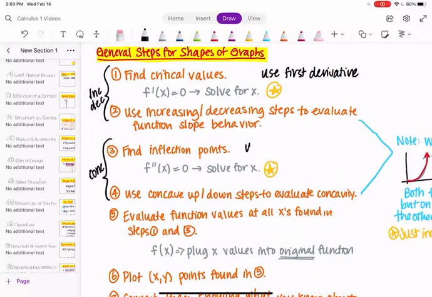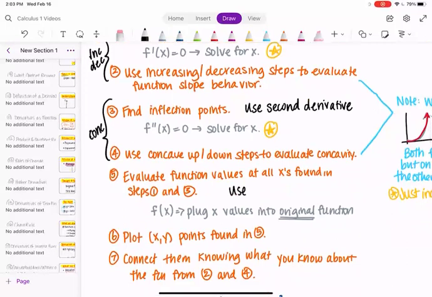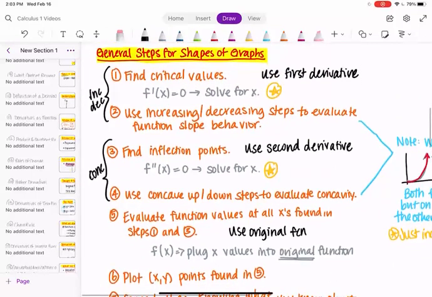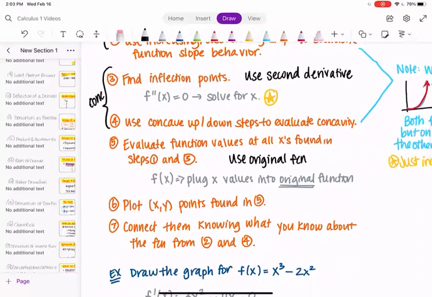For inflection points, we're going to plug in to the second derivative. And then for the actual function values, we're going to use the original function. That's super important because if you plug into the other functions, you should get 0. So if I plug a value I got from step 1 into the derivative again, I should get 0. Same thing with step 3. If I plug a value I found at step 3 into the second derivative, I'll get 0.